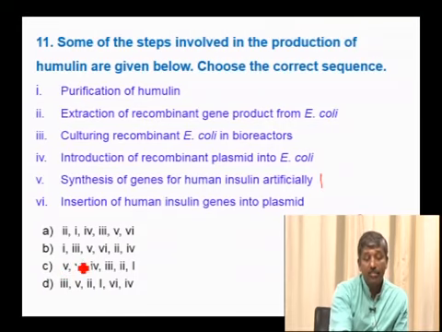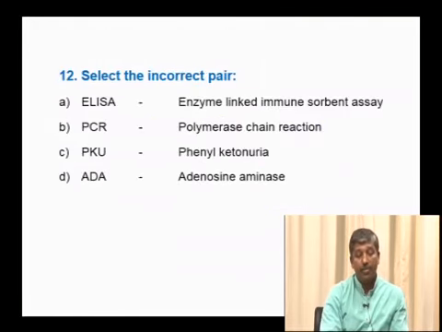Next, the 6th one, insertion of this human insulin gene into a plasmid, that is the second step. Then this is introduced into the host cell. In the host cell it expresses, hence culturing of recombinant E. coli in bioreactors on a large scale, extraction of the recombinant gene product from E. coli, its purification and marketing. Hence this is the correct option.